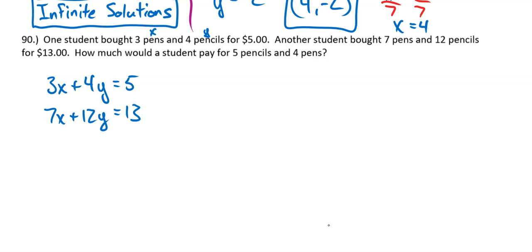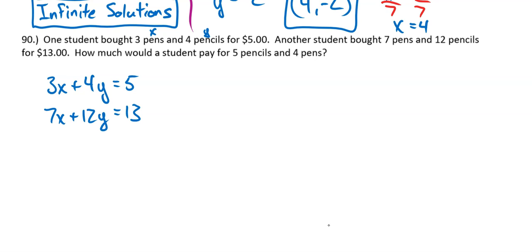As I'm looking at this thing, everything's lined up pretty nicely. So I'm going to use elimination. And for this one, I definitely want to eliminate y. And the reason for that is because it's a lot easier to turn a 4 and a 12 into the same number than it is to turn the 3 and the 7. See, if I wanted to turn the 3 and 7 into the same number, I'd have to multiply the first equation by 7, and I'd have to multiply the second equation by -3, okay?